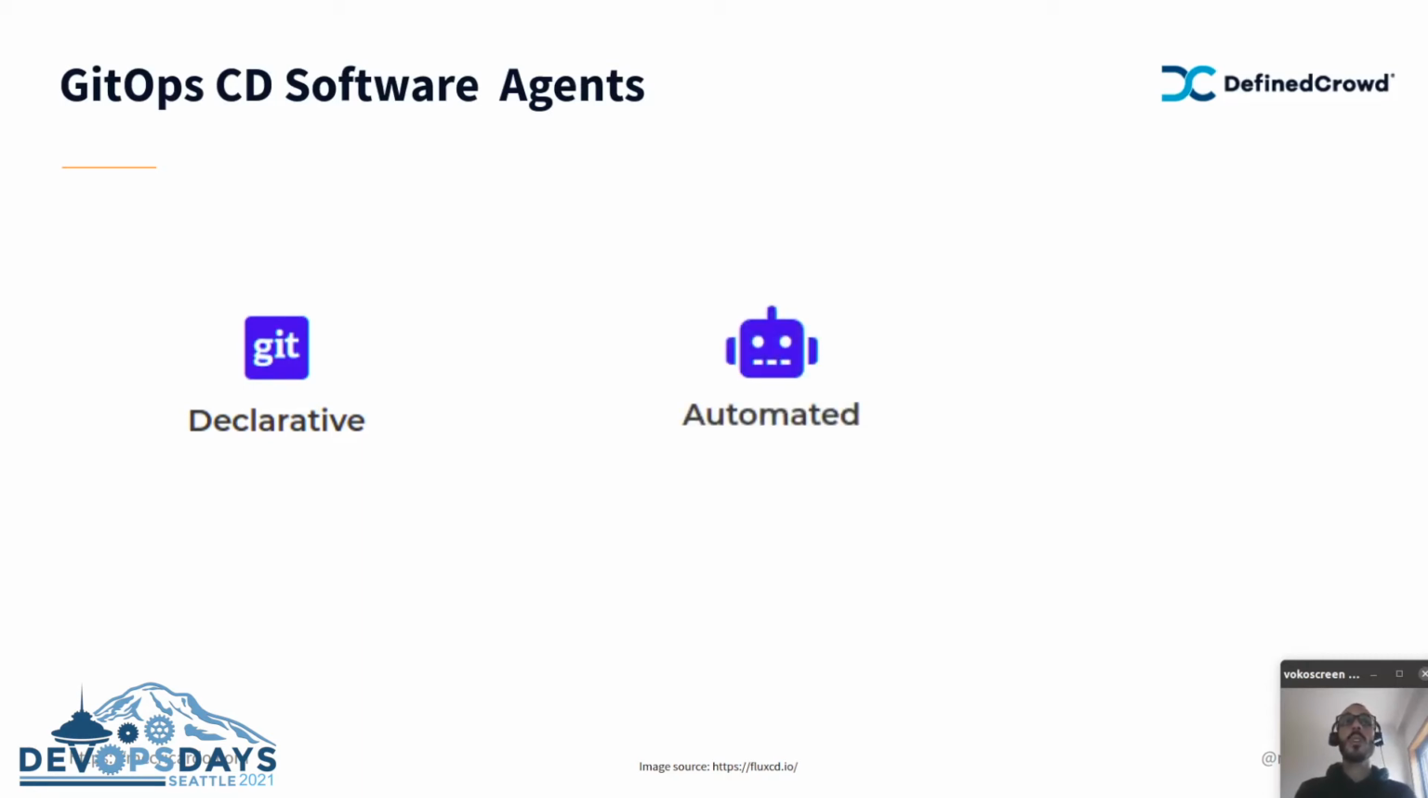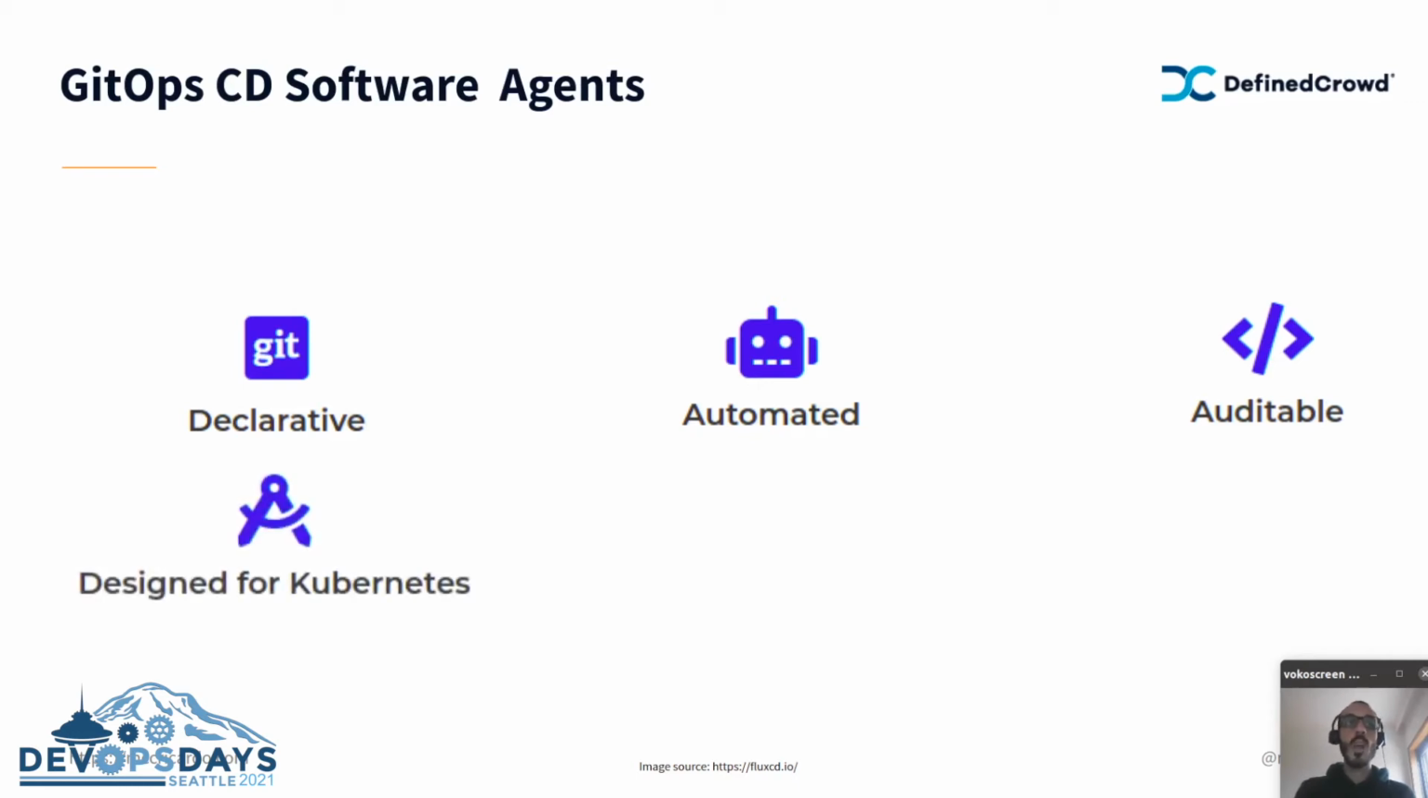We also want them to be automated, so we want agents that understand this kind of declaration and know what to do when they see a change. They need to be auditable, so we have a state declaration in Git, but we also need to know what they are actually doing. For our specific use case, we want them to be designed for Kubernetes, so that they come with Kubernetes in mind, and are cloud native.